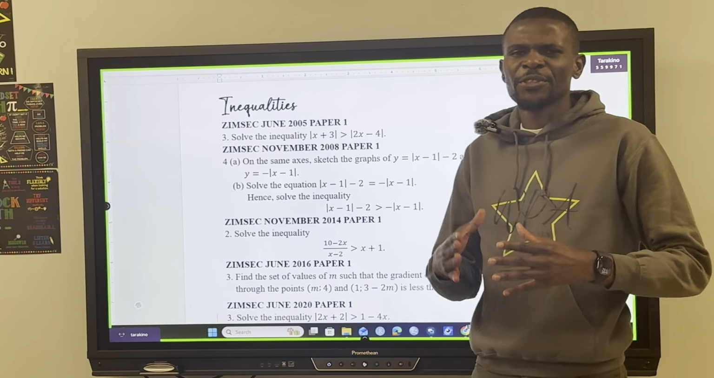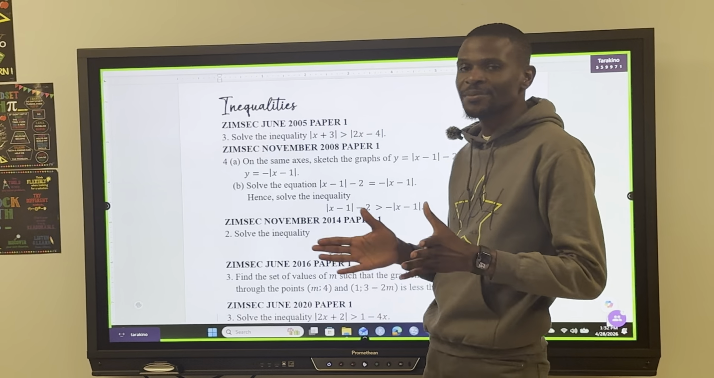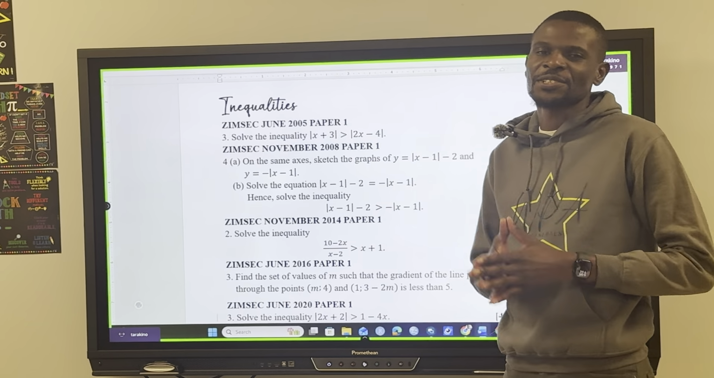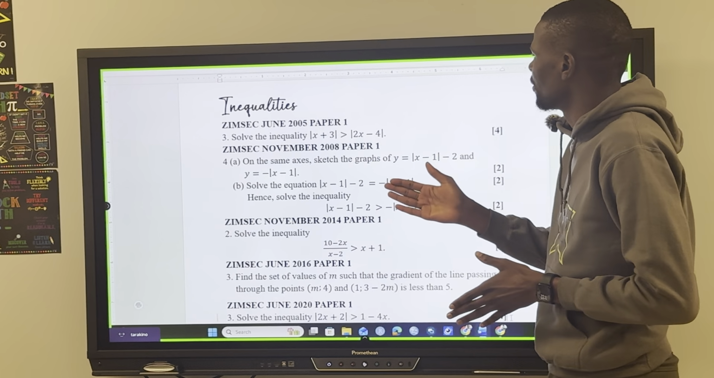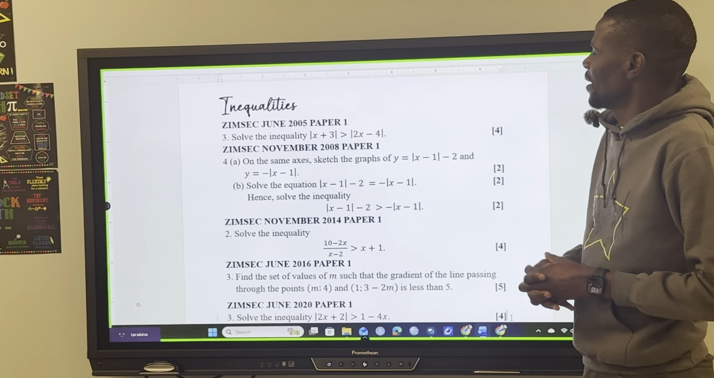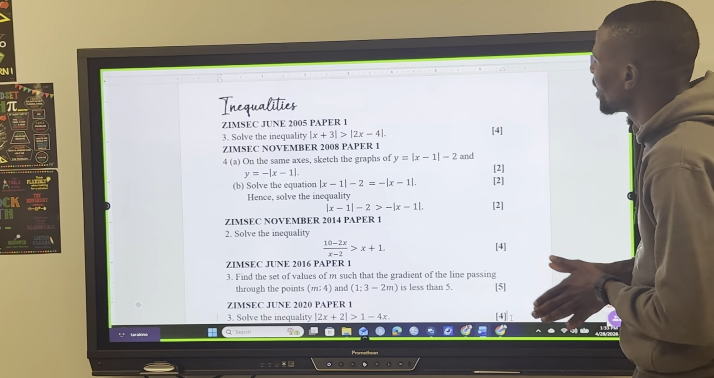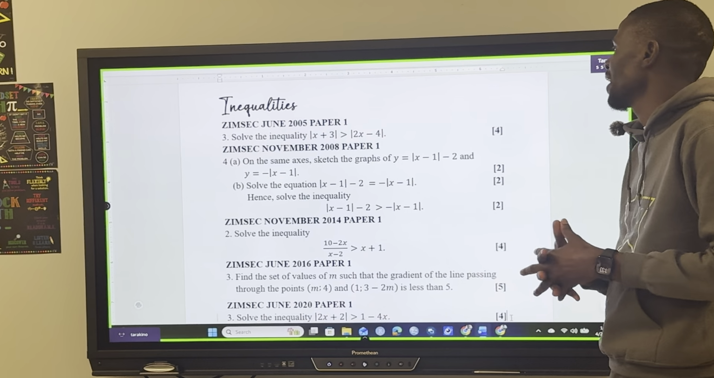So today we'll be working through a set of exam style questions drawn from various ZIMSEC past exam papers, just to strengthen our understanding in inequalities. All right, so the first one is from ZIMSEC June 2005, paper 1, which reads: solve the inequality absolute value of x plus 3 is greater than absolute value of 2x minus 4.